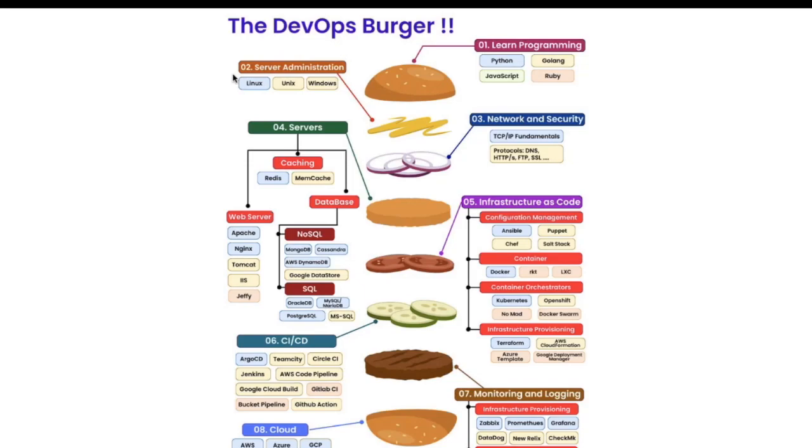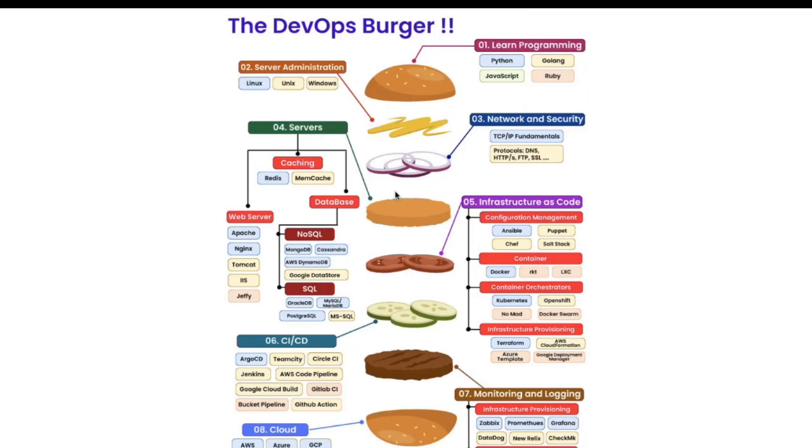So next layer is server administration. We need to have understanding about how Linux or Windows system will work. So next layer is networking and security. We need to have an understanding about networking, and this is mandatory. We need to have TCP, IP, HTTP, FTP, DNS, and SSL settings. So those things we need to have complete knowledge related to network and security.